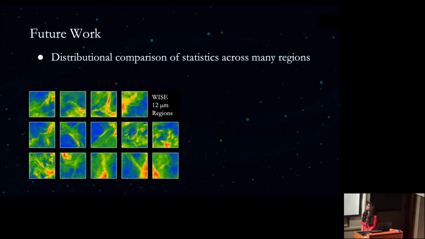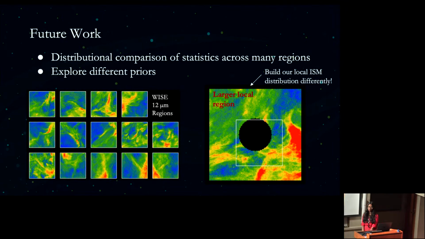So future work will include looking at distributional comparisons of statistics across many infill regions. So we've compared this for one region for right now, as I've displayed, but we can do this for lots of regions, and I've done it for a couple WISE regions, but the key thing would be to compare these statistics across different coefficient values and also across different images. And another thing we hope to do is explore different priors. So this is referring to the local ISM covariance matrix C that we've built. And we hope to test out different ways of building that, potentially by using isotropic versions and so on.